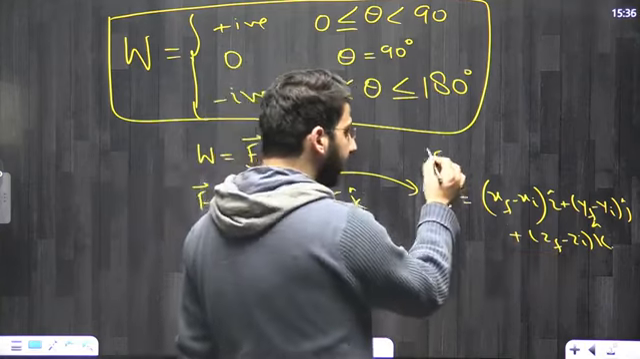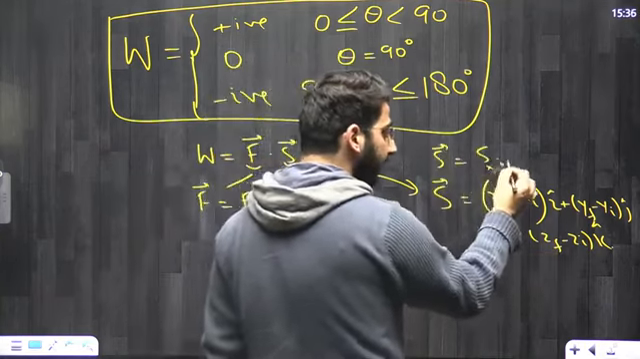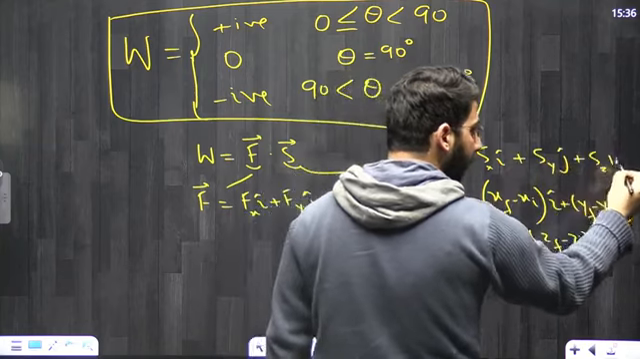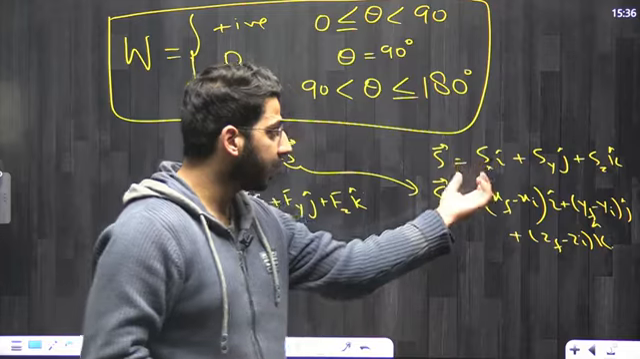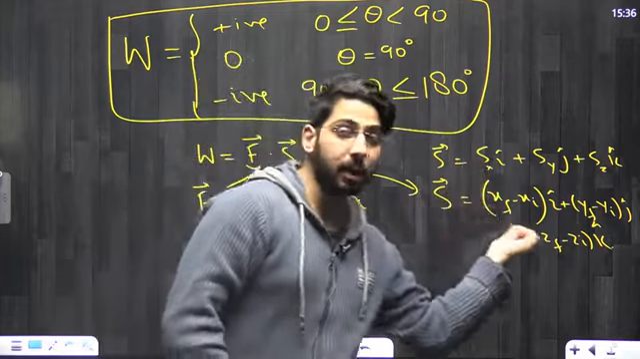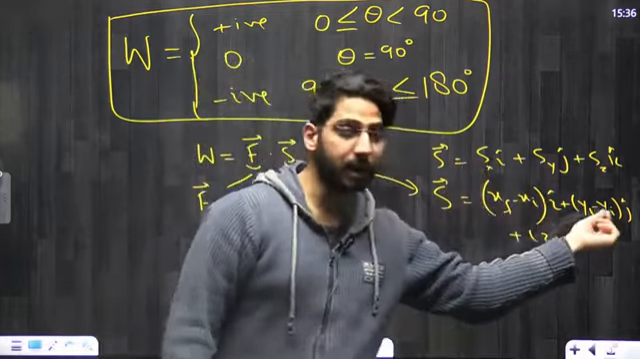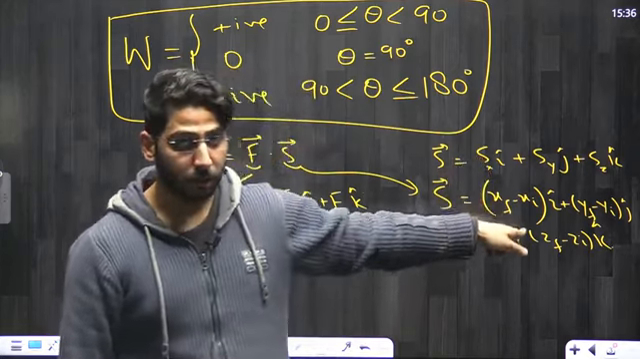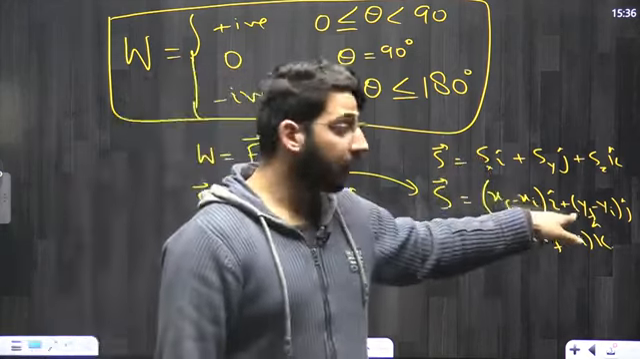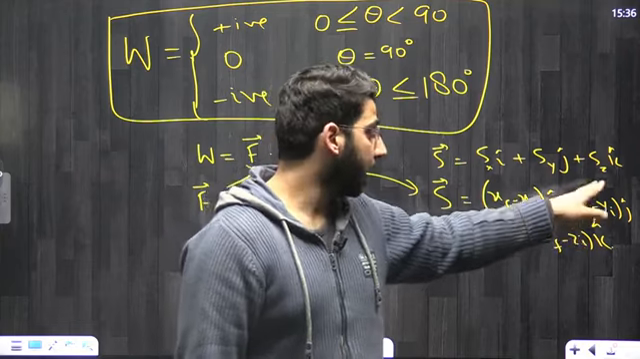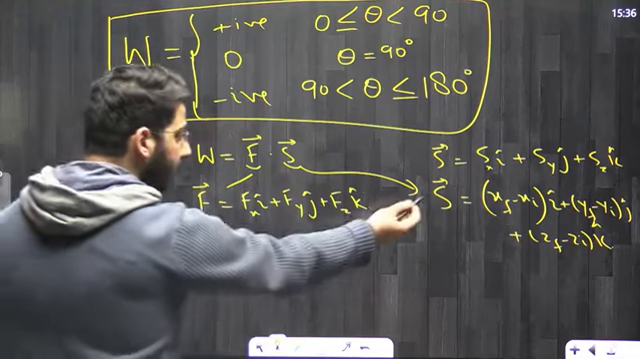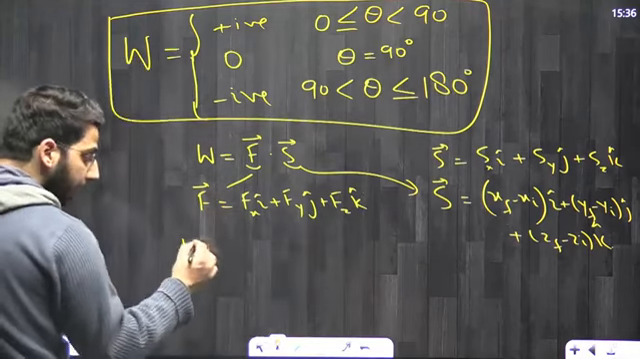You can simply say that S is equal to Sx i cap plus Sy j cap plus Sz k cap. Then I'm expanding this Sx as x final minus x initial, Sy as y final minus y initial, because displacement in x is final position in x minus initial position in x. Displacement in y is final position in y minus initial position in y, and similarly displacement in z is like that. Okay, so if you see these two things, now what will be work done then?